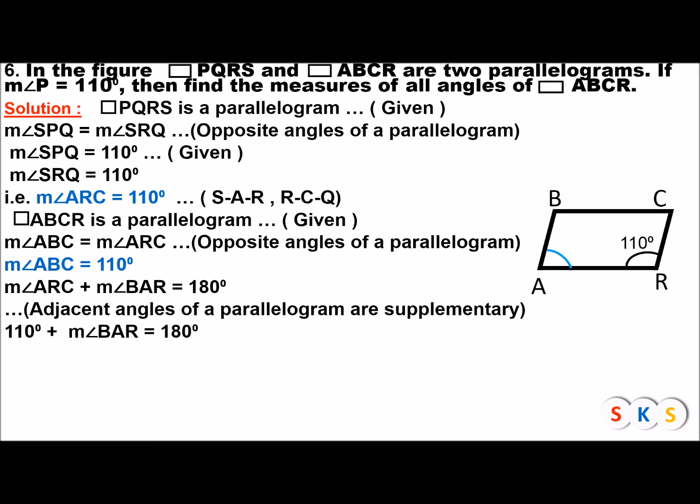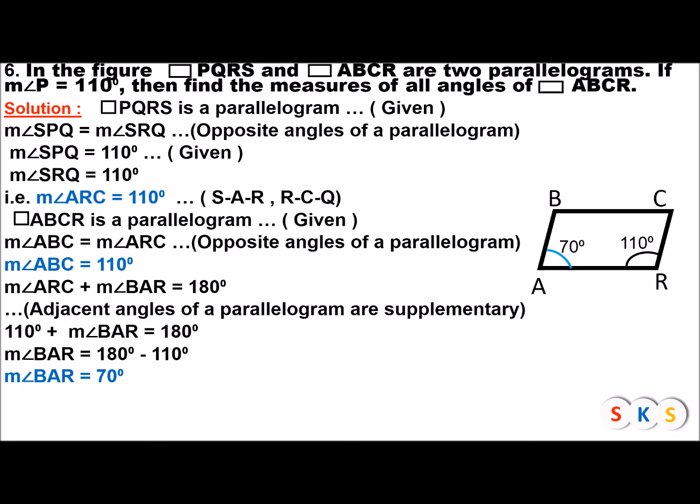So we will replace measure angle ARC by 110. So we will get 110 plus measure angle BAR equals 180. Now we will shift 110 degrees to the other side of the equal sign. When we shift this number from one side to the other, the sign of this number will change. So we will get measure angle BAR equals 180 minus 110. Now we subtract 110 from 180. We will get measure angle BAR equals 70 degrees.